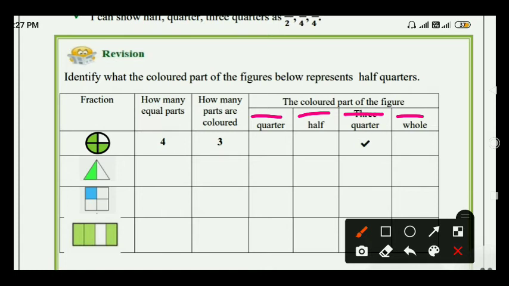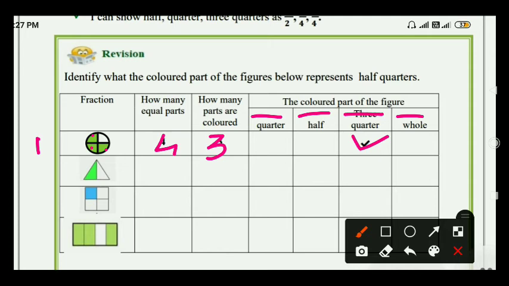Now we are going to figure number 1. In this figure, how many equal parts are there? There are 4 equal parts. How many parts are colored? 1, 2, 3. 3 parts are colored. Then which fraction did we get? We got 3/4, this fraction.